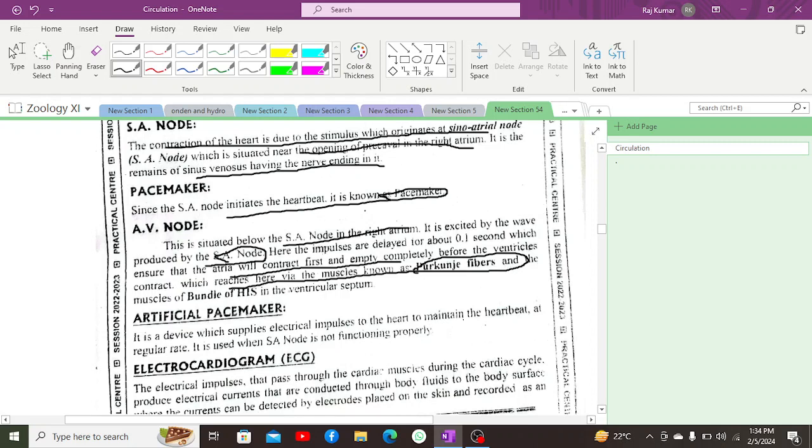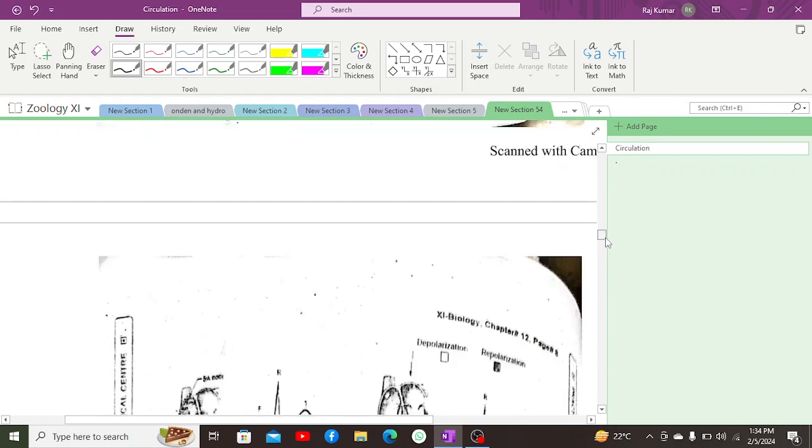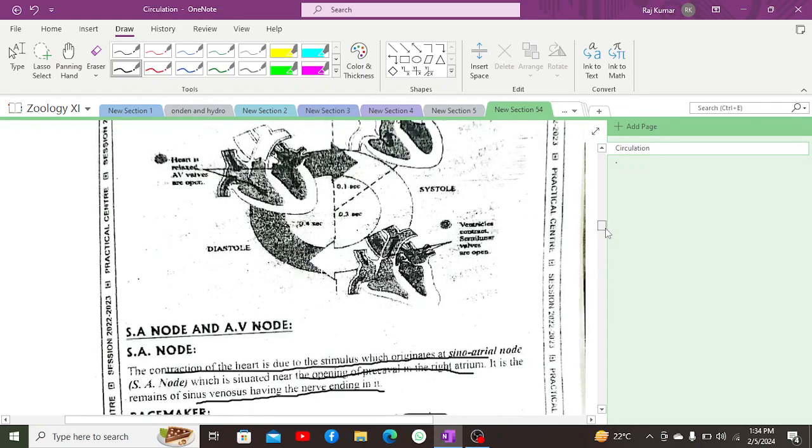These Purkinje fibers lead, first and foremost, to the bundle of His, which arises in such a manner that, let me just see if there's a diagram available over here. There are several fibers here. Let me just try to draw the structure. Here, the heart walls are separated from each other.